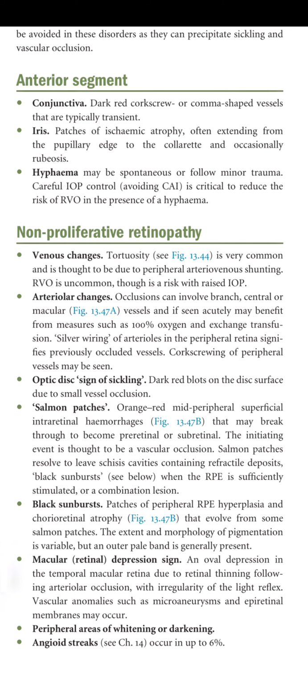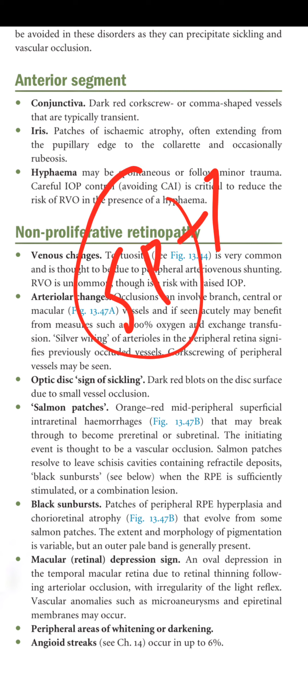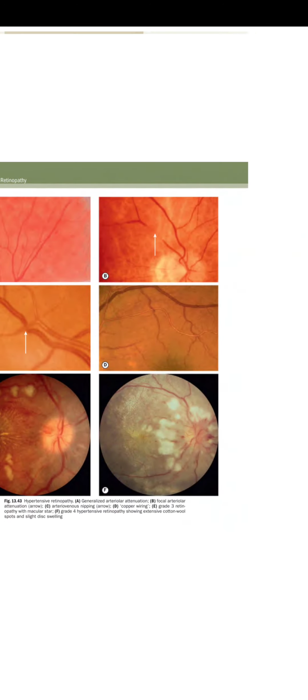The initiating event is thought to be vascular occlusion. Salmon patches resolve to leave schisis cavities containing refractile deposits, and black sunburst when the RPE is sufficiently stimulated, or a combination lesion. So whenever the salmon patches resolve, they leave a schisis cavity with refractile deposits and black sunburst. So, let's see figure 13.47.